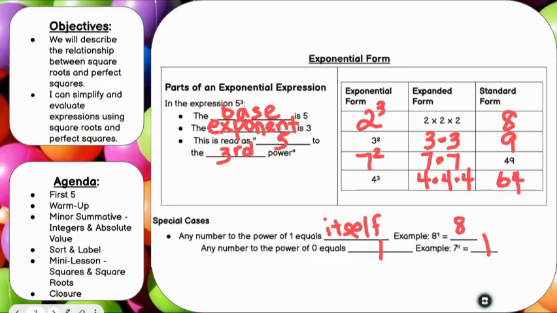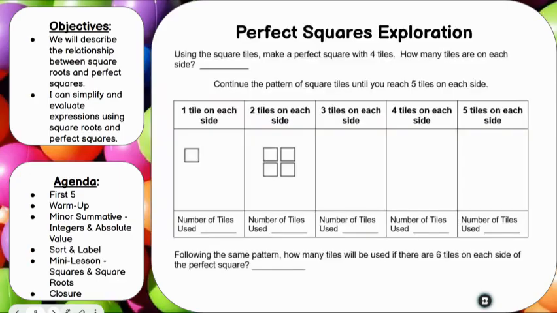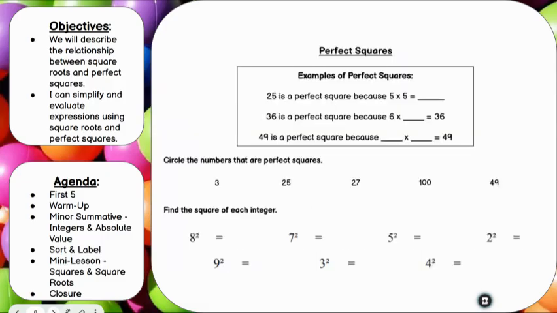Now that we understand exponents a little bit, go ahead and flip over to page 5. We're going to talk about perfect squares and square roots really quickly, and then we'll be done with our notes today. We will do this exploration when I return, so we will skip this today. All right, on page 5, you should see perfect squares.